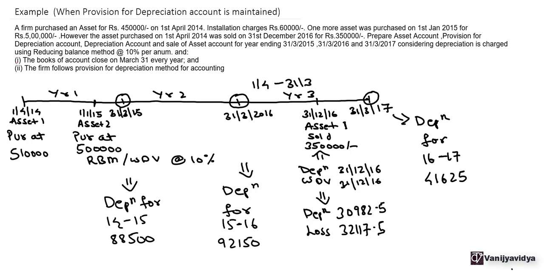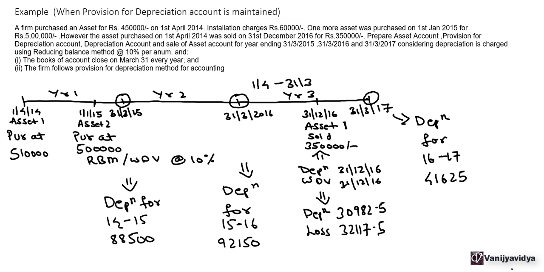Installation charges rupees 60,000. One more asset was purchased on 1st January 2015 for rupees 5 lakh. However, the asset purchased on 1st April 2014 was sold on 31st December 2016 for rupees 3,50,000. So prepare the asset account, provision for depreciation account and sale of asset account for the years ending 31st March 2015, 31st March 2016, 31st March 2017.